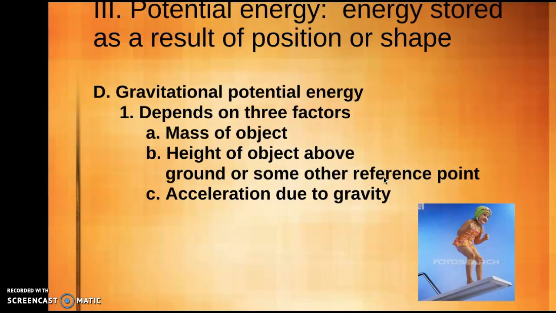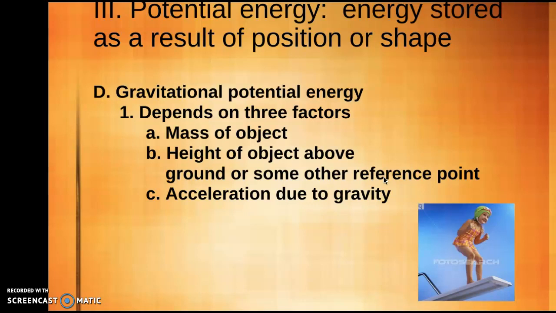Gravitational potential energy is energy stored in objects that are elevated above some reference point, usually the surface of the Earth. It depends on 3 factors: the mass of the object in kilograms, the height of the object above the ground or some other reference point, and the acceleration due to gravity, which is 9.8 meters per second squared here on Earth.